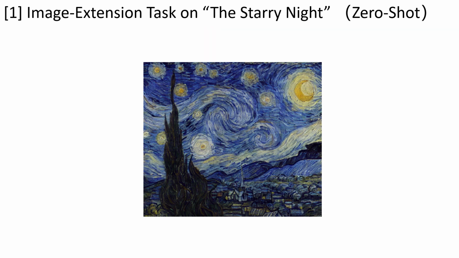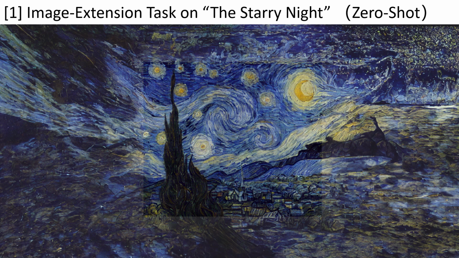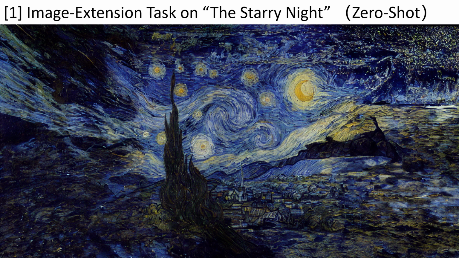The Starry Night, one of Van Gogh's most famous works of art. By using Neural Infinity, we can extend it in all directions to full screen, smooth and natural. This shows the great generalization ability of Neural Infinity, since we never trained on paintings of Van Gogh. But it still understands its styles.